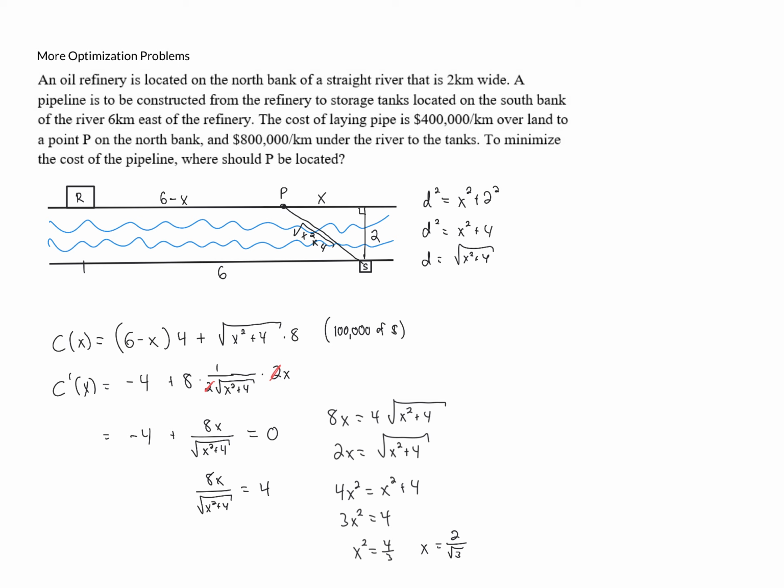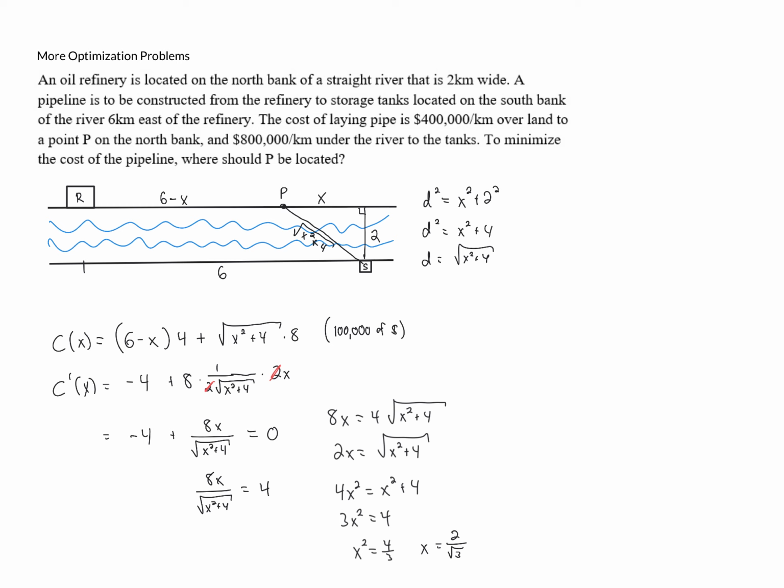Here's the thing. If we go back to our diagram, x has to be positive or 0. If x is negative, that means that P is somewhere over here. And of course, it's going to be more expensive for us to go fully out of the way and then have to loop back. That would be ridiculous. X can only be between 0 and 6, because we know this point is going to be somewhere between the refinery and the storage tanks. So 2 over root 3 is the only critical number.